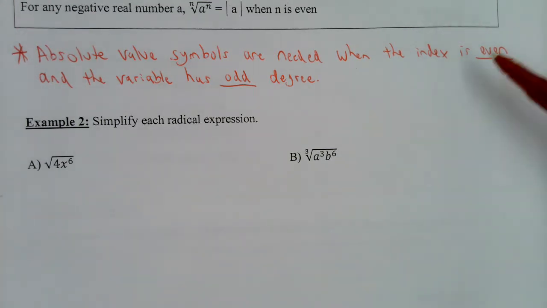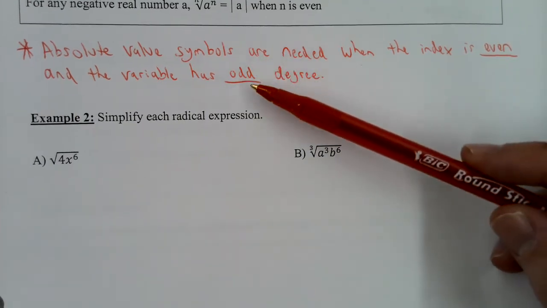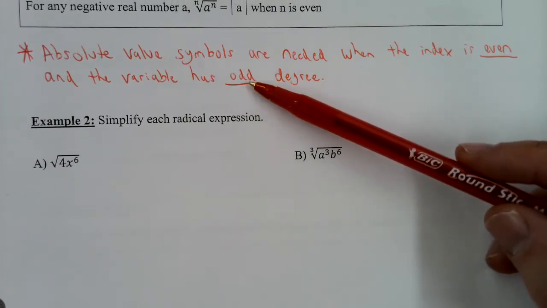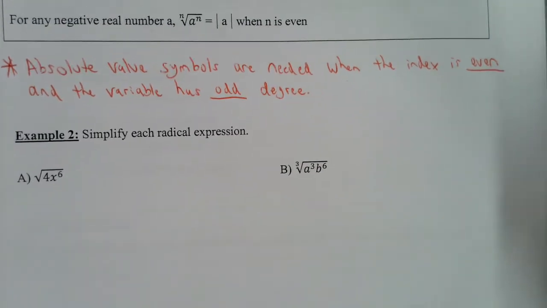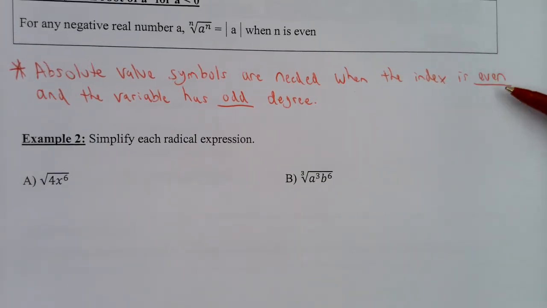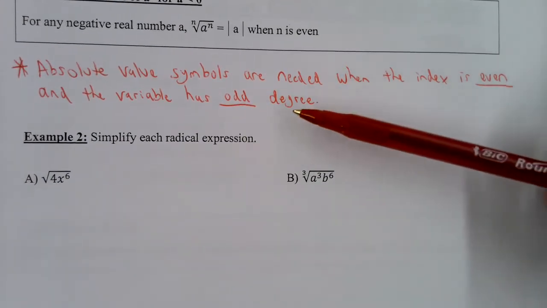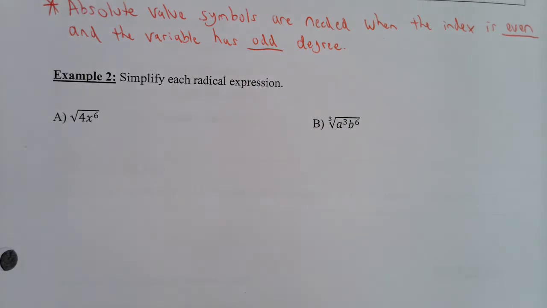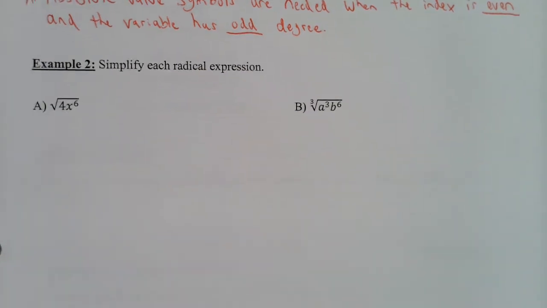Okay, so when the index is even, you have to worry about the variable having odd degree. If the variable has even degree, then it's always going to be positive because an even degree always becomes a positive number. But when the index is even and the variable has odd degree, you need to have absolute value symbols. Okay, so let's look at example 2. That's going to come into play in example 2.